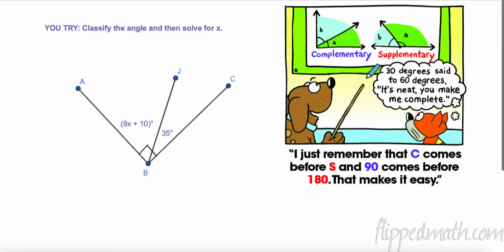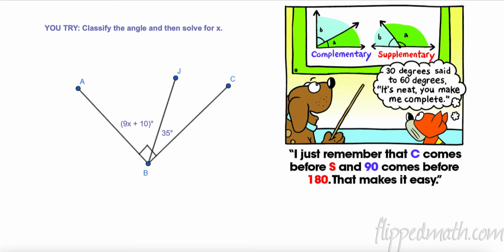Another way here is 30 degrees to 6 degrees. It's neat. You make me complete. Well, that's great. I just remember that C for complementary comes before S, supplementary, and 90 comes before 180. That makes it easy. Fine. That helps you? Great.